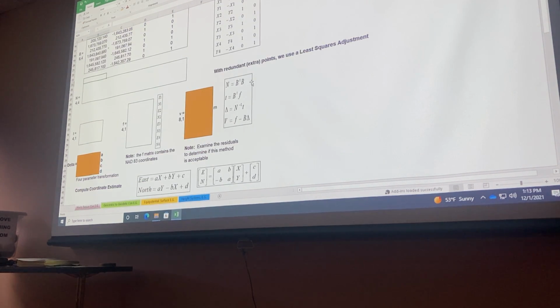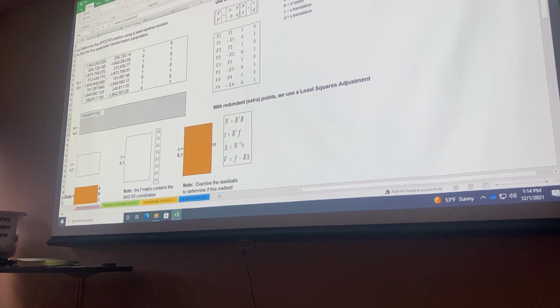We need to compute the N matrix. So the normal equation matrix, if you look at the equation over here, it's B transpose times B. So you can come over here and transpose the B matrix and then do a two-step process. I'm going to build it into a one-step: highlight the whole N matrix, and then type in equals MMULT, and then array one will be a transpose.